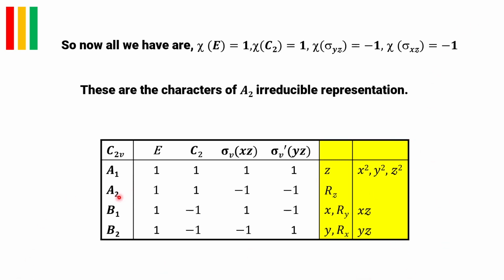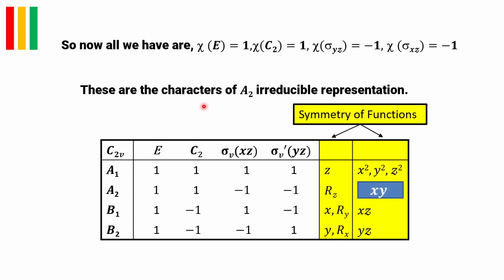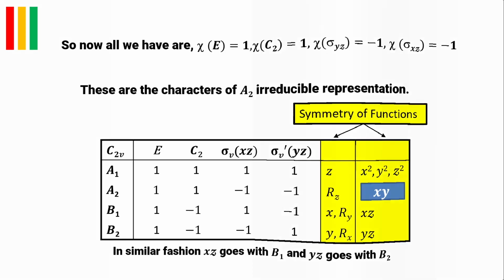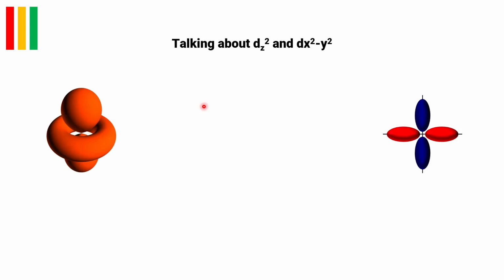So just look, we have been talking about A2, with minus 1 and minus 1 components, and therefore you can conclude that xy transforms as A2 irreducible representation. In similar fashion, xz goes like B1 and yz goes with B2. And similarly, we can work out the dz2 orbital and the dx2 minus y2 orbital as well.